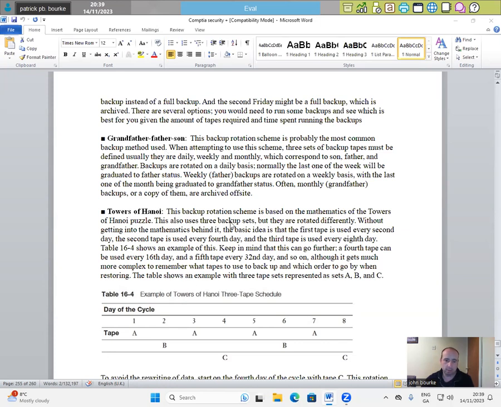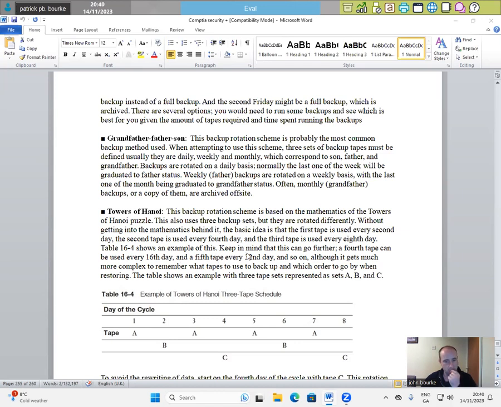Tower of Hanoi. This backup rotation scheme is based on the mathematics of the Tower of Hanoi puzzle. This also includes 3 backup sets, but they are rotated differently. Without getting into the mathematics behind it, the basic idea is the first tape is used every 2nd day, the second tape is used every 4th day, and the third tape is used every 8th day. Table 16.4 shows an example of this.